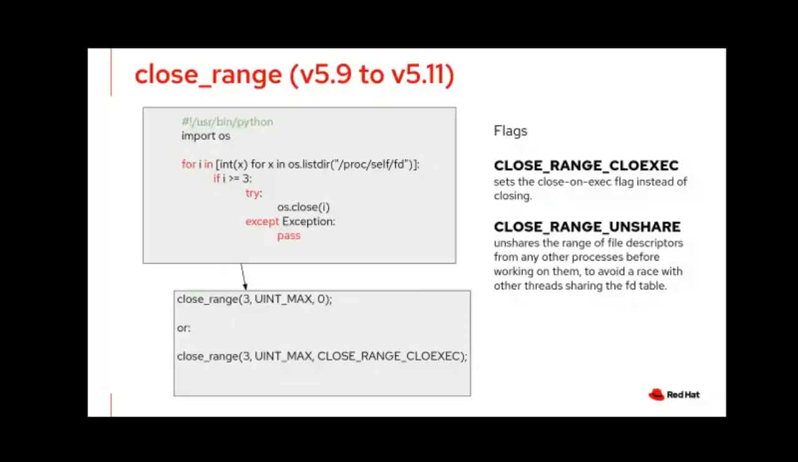So there is a CLOSE_RANGE_UNSHARE flag, which unshares all the FDs, so this thread will have its own private set of FDs, and then it closes them all. It all stems from the fact that by default, the exec flag is not set on new file descriptors, and some runtimes solve this problem differently.